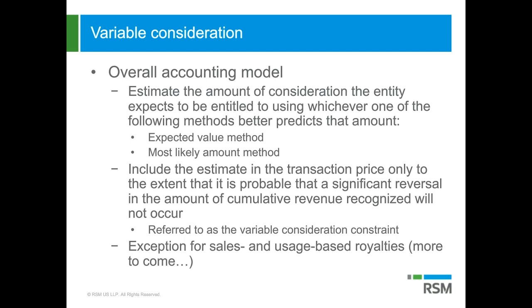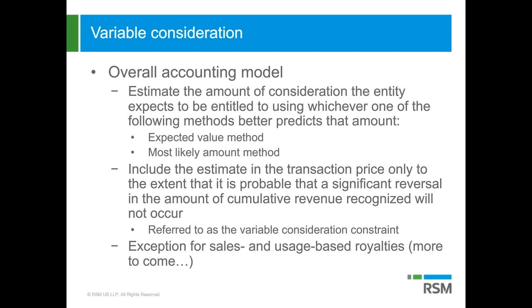And so your estimate is based on a model that's most predictive of the amount you expect to be entitled to. And there are two methods laid out in the new standard: the expected value method and the most likely amount method. An expected value method means you look at all the different probabilities and the potential outcomes associated with those probabilities and determine what that expected value is. Essentially, do the math. What's the percentage likelihood? What's the amount I would receive if that occurs? And kind of average them or add them all up.